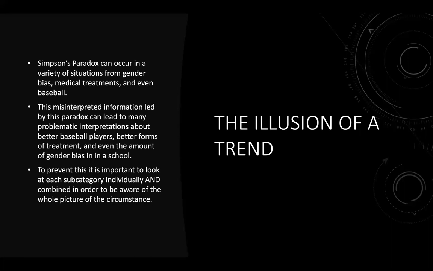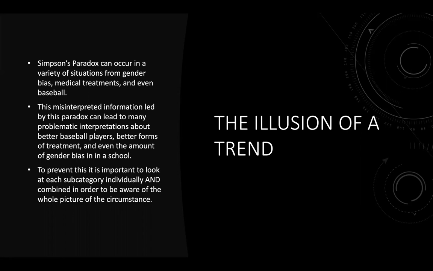Simpson's paradox can occur in a variety of different situations, from gender bias, medical treatments, or even baseball. And this misinterpreted information led by this paradox can lead to many problematic interpretations. A small one was who's the better songwriter, but a more serious one is: is there gender bias in schools? Are there more male applicants accepted than female applicants, or is there race bias or anything like that? That's a more serious topic. So like I said before, you can make problematic interpretations about better baseball players, better forms of treatment, even the amount of gender bias in schools.